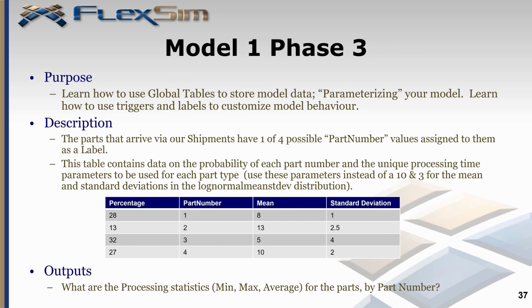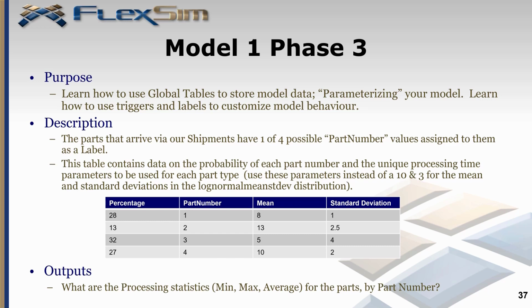We're now going to move into phase 3 of Model 1. The purpose of this phase of the model is to learn how to use global tables to store model data. This is called parameterizing your model. We'll learn how to use triggers and labels to customize the model behavior.